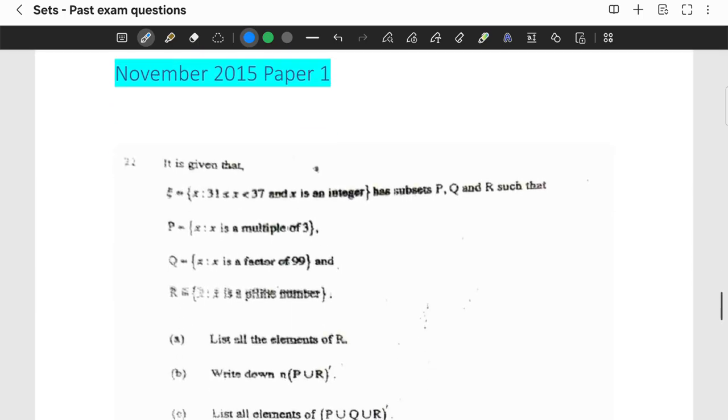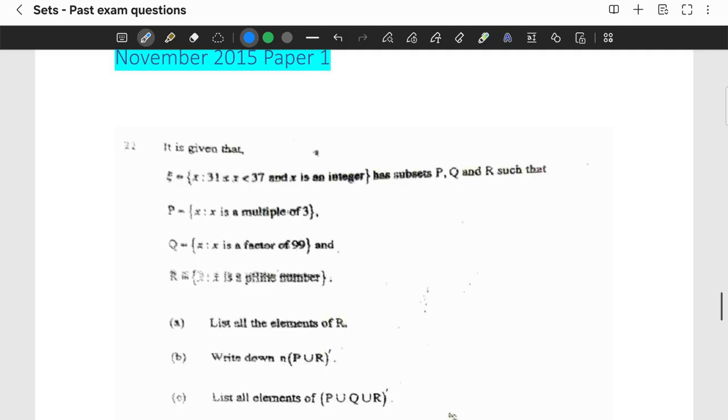Okay, then November 2015 paper 1. It's not so clear, but I'll try to read what's here. So it's given that the universal set has x between 31 and 37, and x is an integer. It has subsets P, Q, and R such that P is the set of multiples of 3, Q is a factor of 99, and R is a prime number. Write down the elements of R.